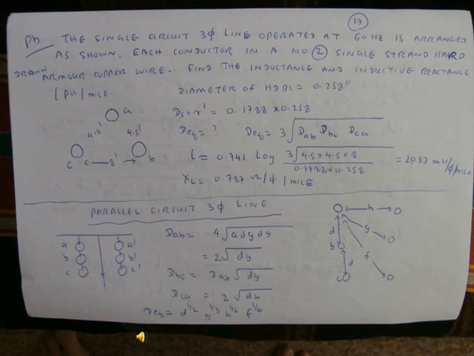Now the inductance L is 0.741 log of the cube root of 4 by 5 multiplied by 4 by 5 multiplied by 8, divided by 0.7788 multiplied by 0.258, and also that is 2.033 millihenry per phase per mile. Now R is 0.787 ohm per phase per mile.